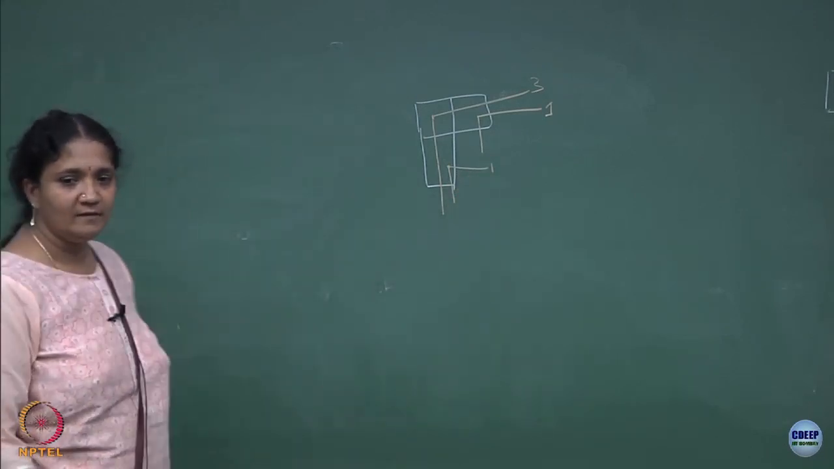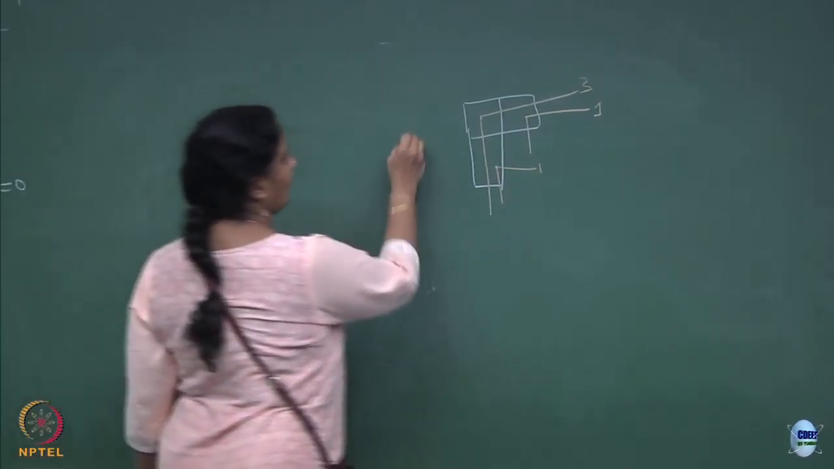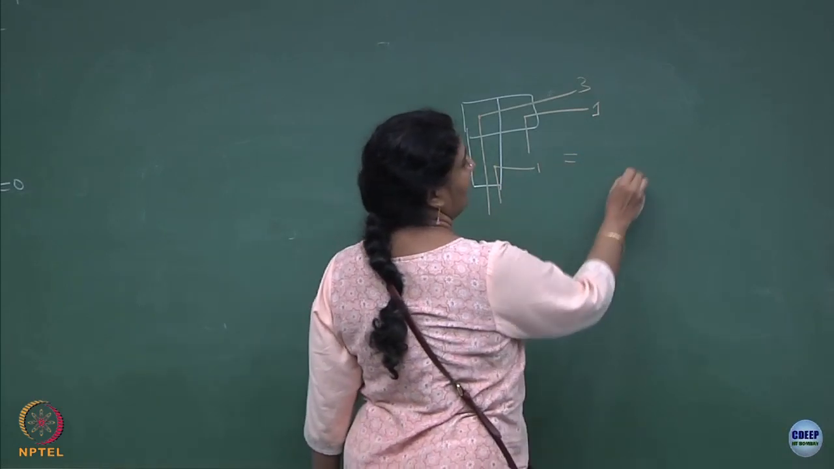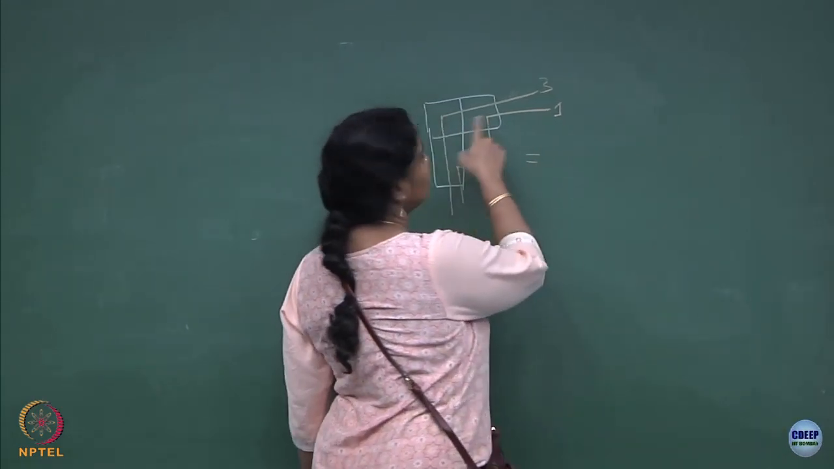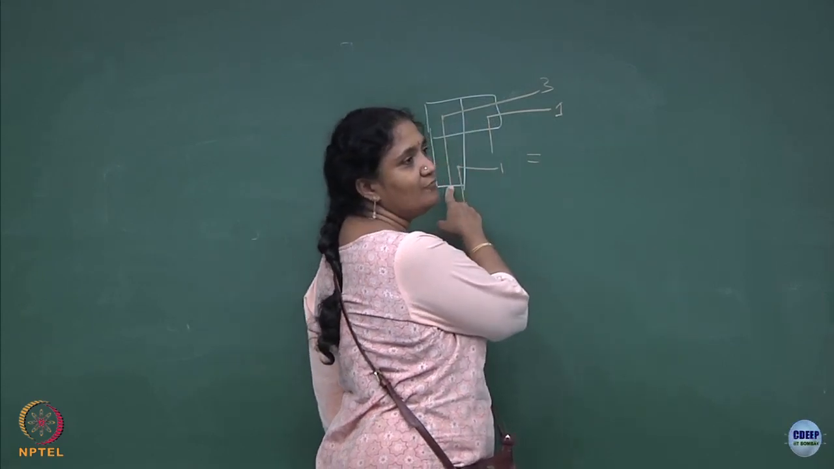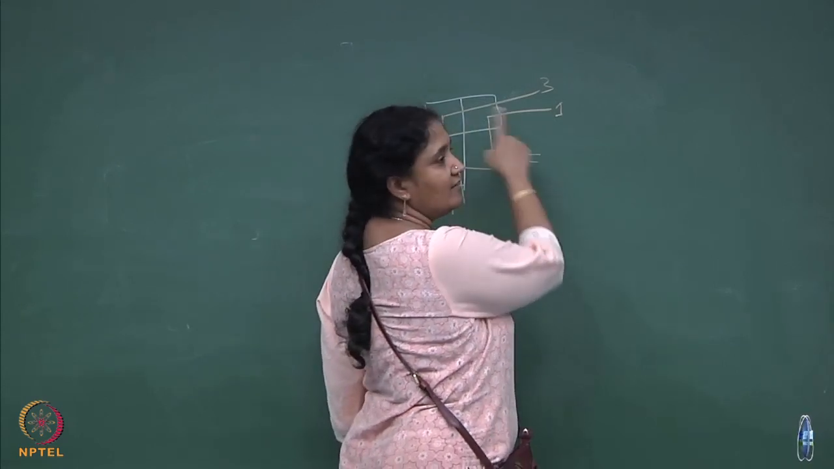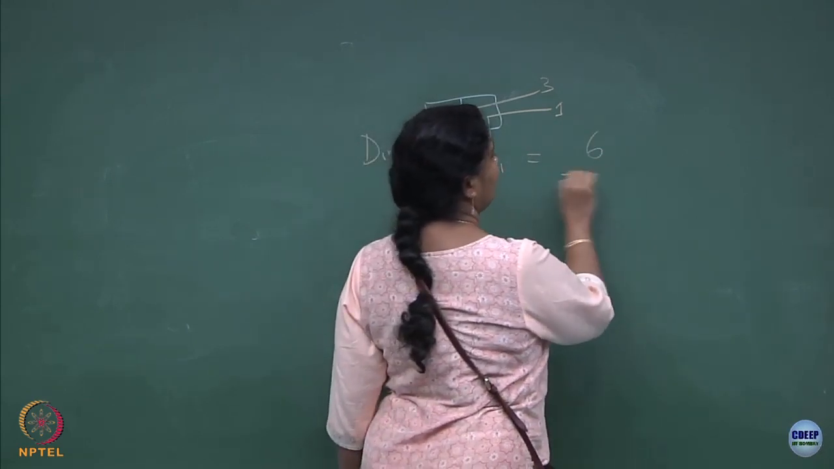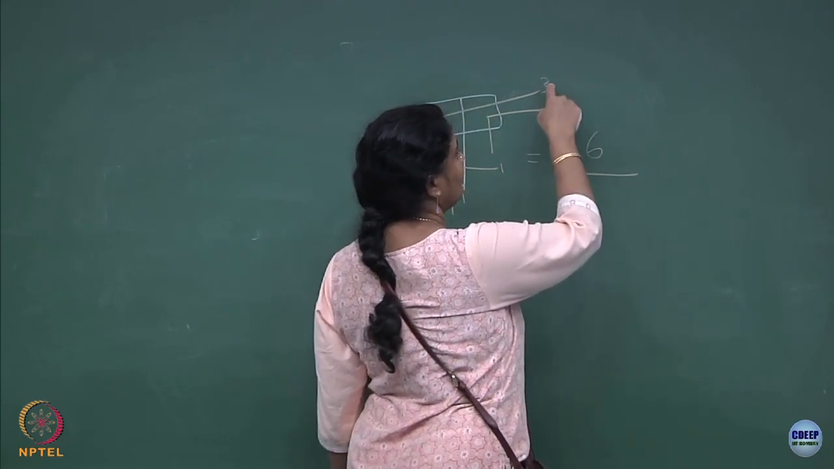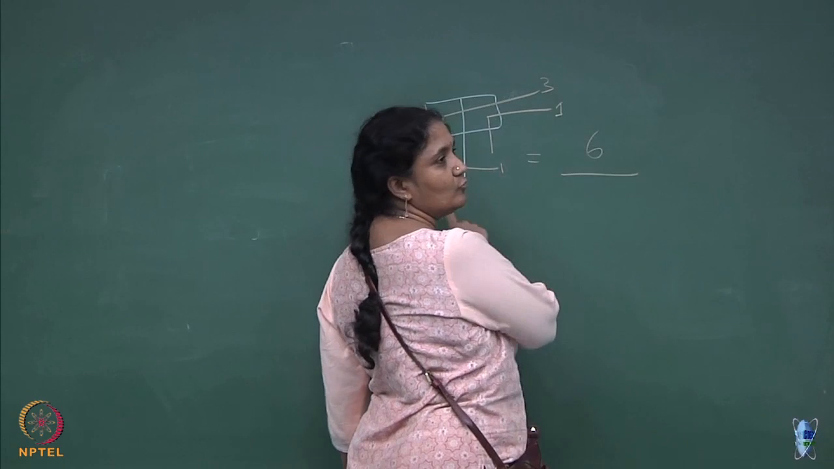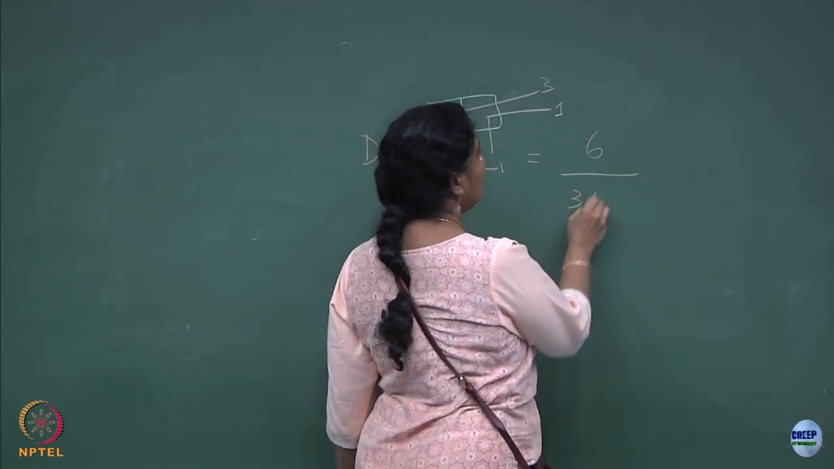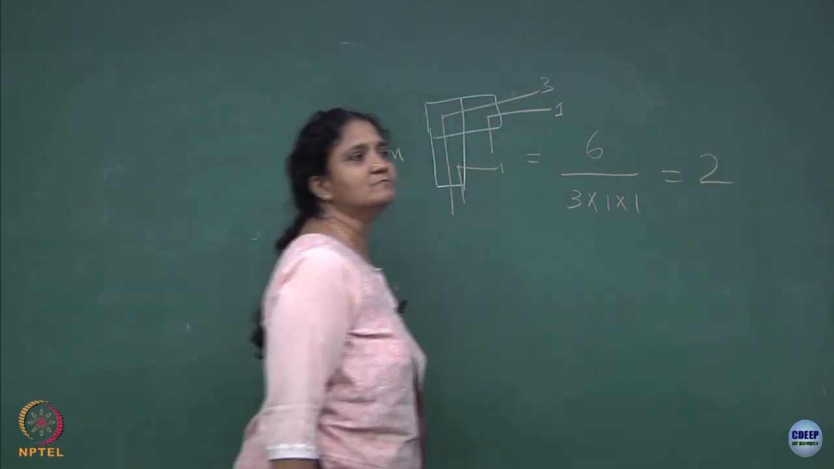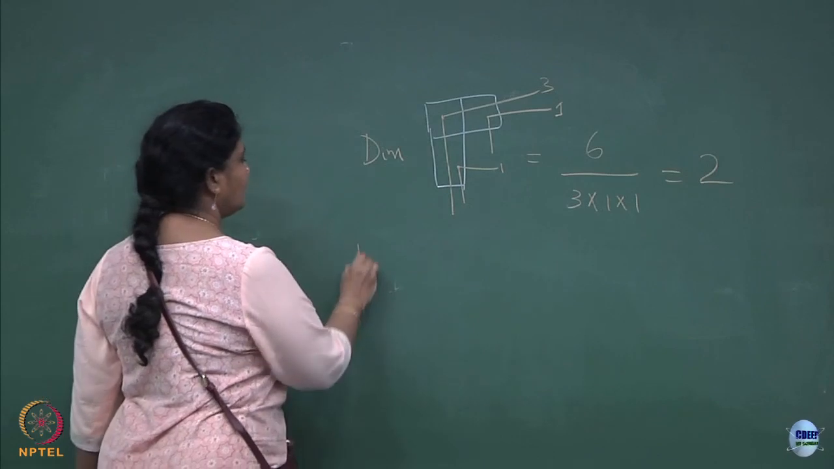So, the formula for the dimension of this representation will be n factorial. This belongs to the symmetric group of degree 3, so there are 3 factorial, which is 6, in the numerator, divided by the hook numbers. There are 3 boxes, so there will be 3 hook numbers. You multiply those hook numbers and whatever you get is the dimension. You can do it for this particular diagram.